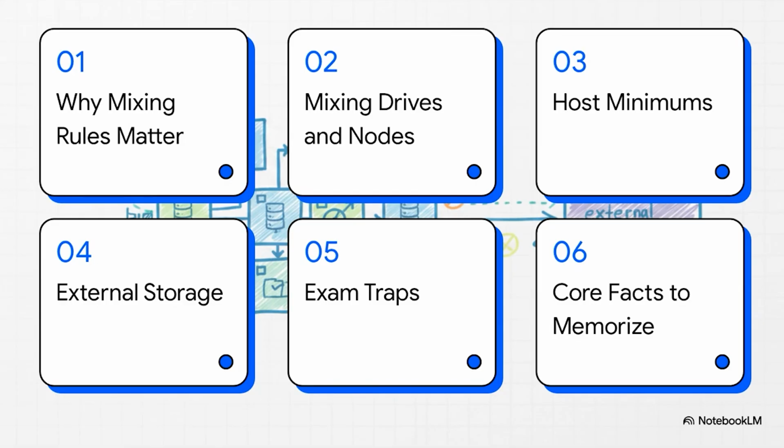All right, let's take a quick look at our game plan for conquering Objective 4.7. We're going to cover: 1. Why mixing rules actually matter, 2. The mechanics of mixing drives and nodes, 3. Host minimums, 4. Bridging the gap with external storage via volumes, 5. Those tricky exam traps, and 6. A cheat sheet of the core facts you absolutely need to memorize. Let's get right into it.